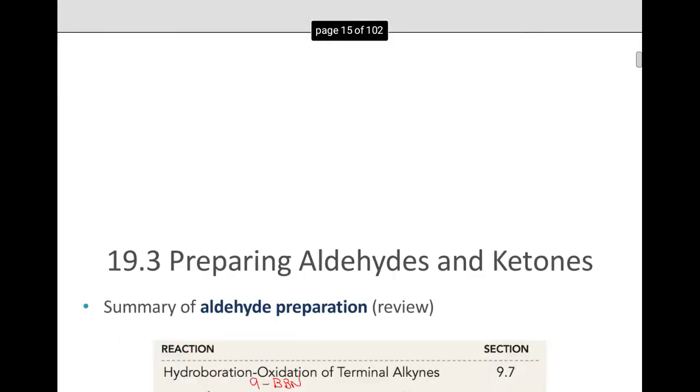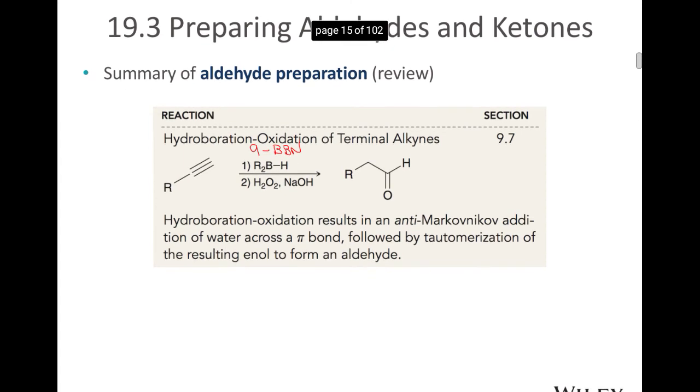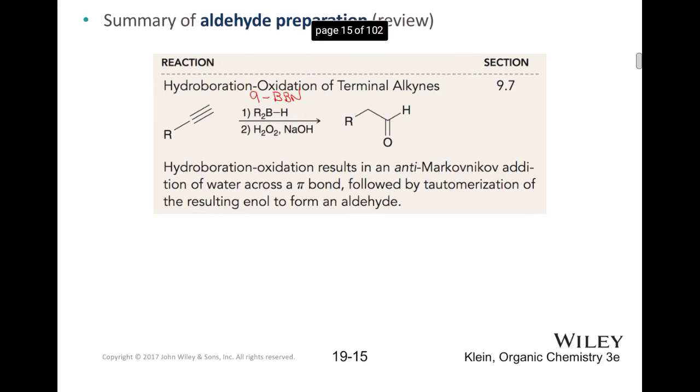What else? We talked about hydroboration oxidation of terminal alkynes. Using a large, hindered borane, you can use R2BH to represent that borane, or you could use 9-BBN. Another one that shows up in our textbook is disiamylborane. The second step is treating that with hydrogen peroxide and sodium hydroxide, and of course that produces an enol which tautomerizes to give you the terminal aldehyde. If you need to review that, it's in section 9.7 of our book.